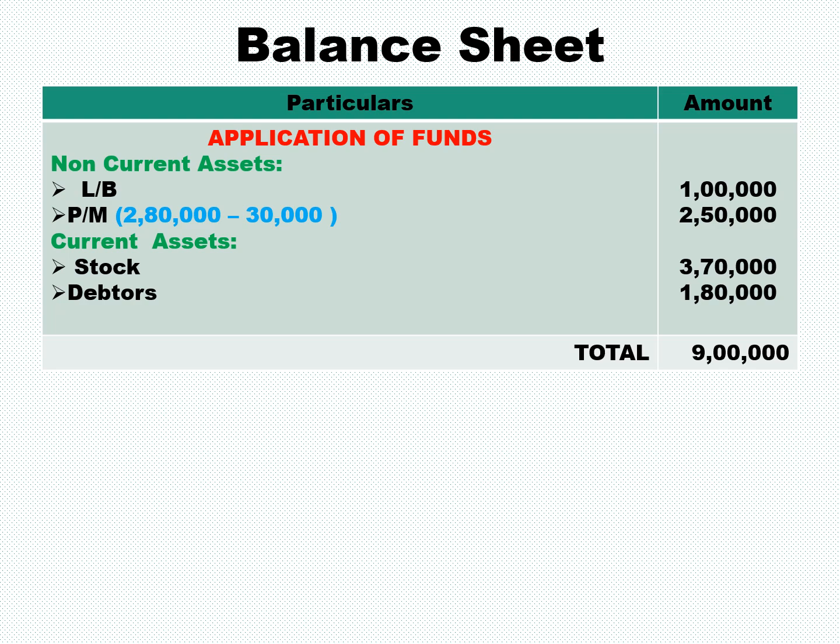Asset side, land and building 1 lakh, no changes. Plant and machinery 2,80,000 minus 30,000, we get 2,50,000. That's 30,000 depreciation, you get 2,50,000 as plant and machinery. We have current assets stock 3,70,000, no changes. Debtors 1,80,000, no changes. Total of the balance sheet asset side is 9 lakh.